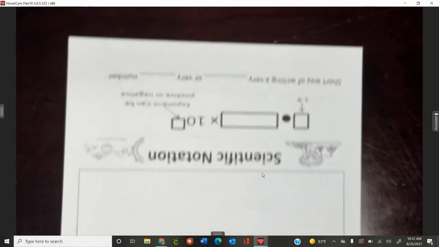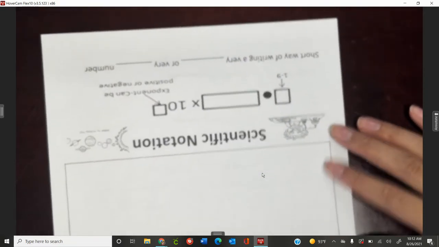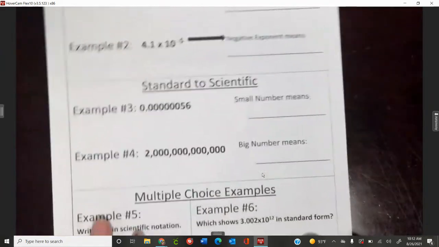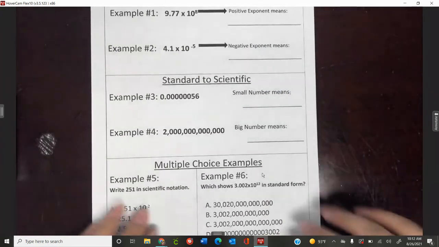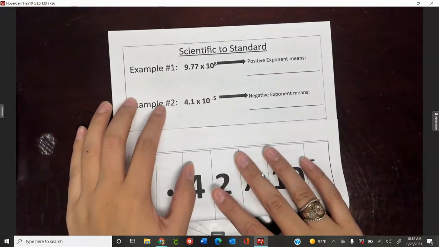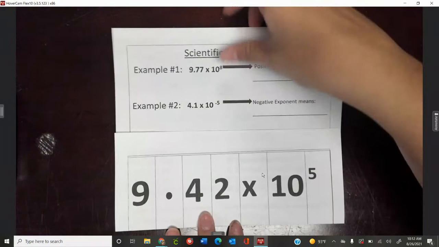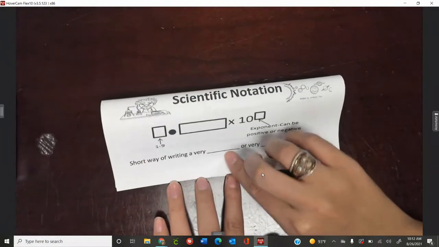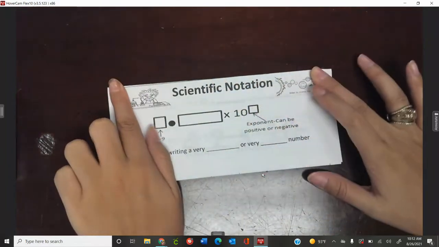So today we're going to be talking about scientific notation. If you have your notes with you, go ahead and turn this page towards you. Grab the bottom and fold it to the line slightly above standard to scientific. Then grab the top and fold it downwards. Now in front of you, you should see scientific notation.